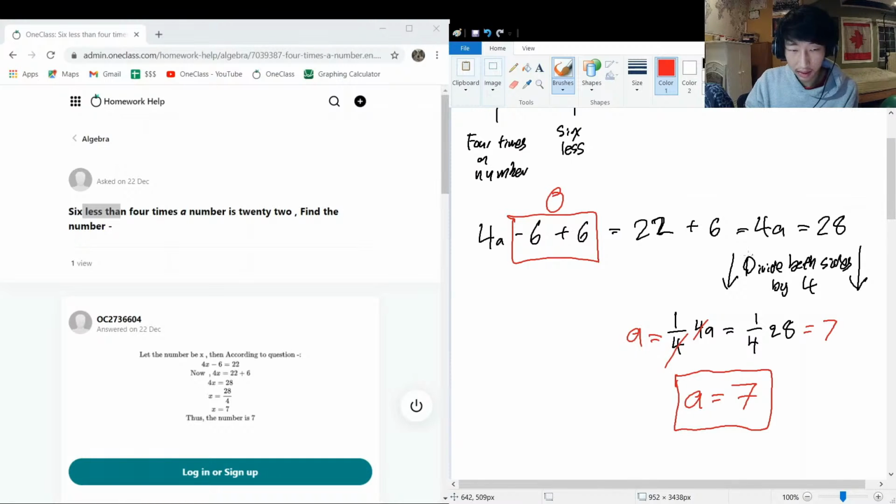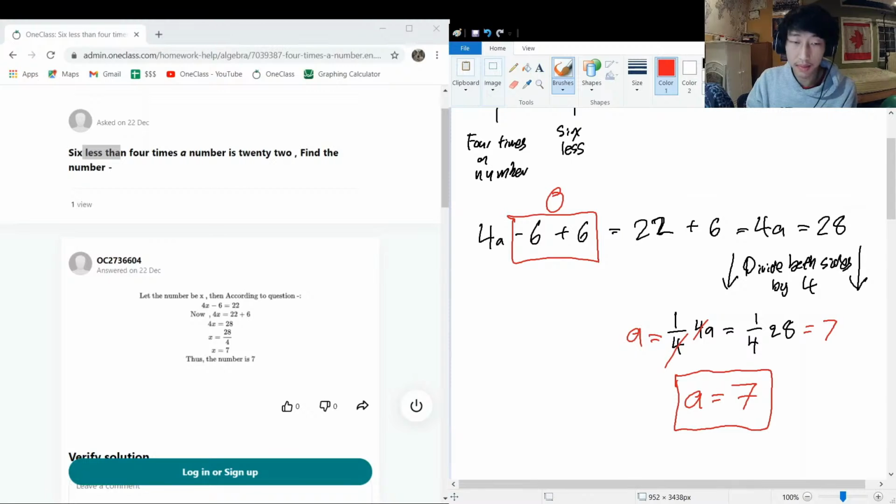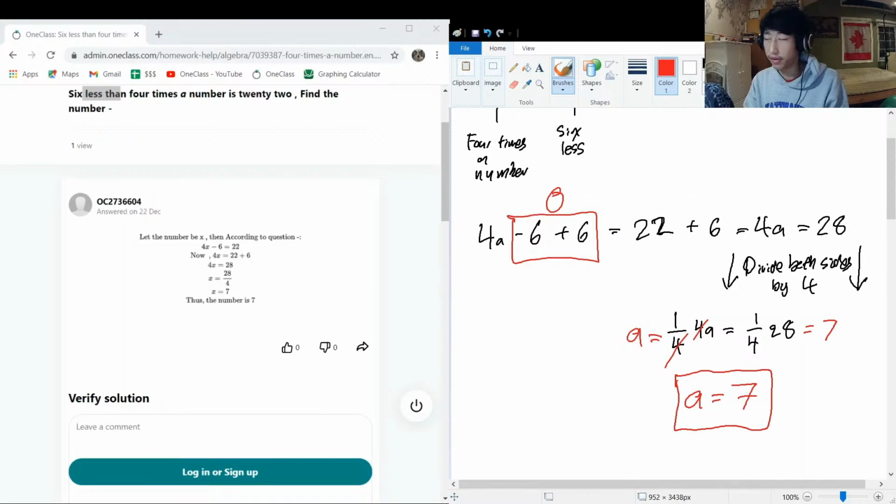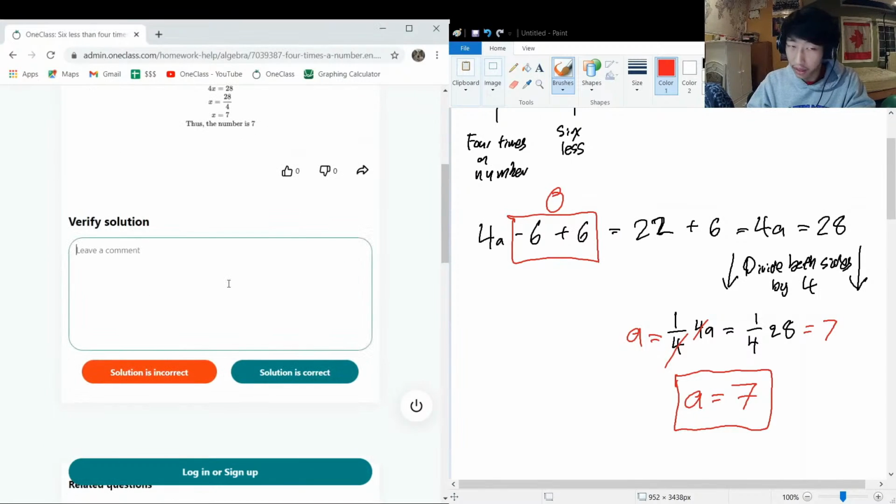So exactly. What they see here is they also came to the conclusion that the variable, they used x, we used a, but it doesn't really matter which one you use as long as you can keep it straight in your head. It's got to be 7. So the above solution is good. Awesome.